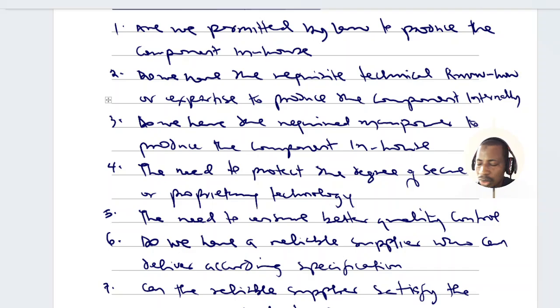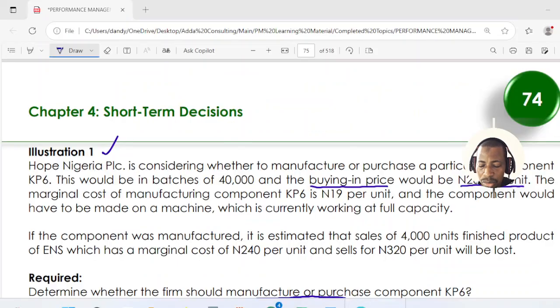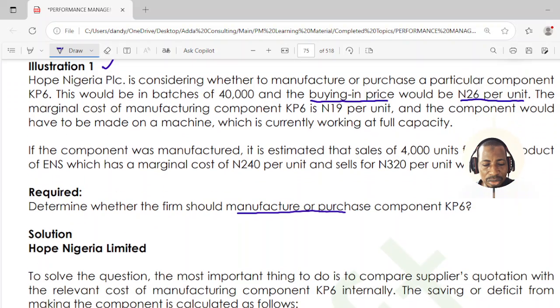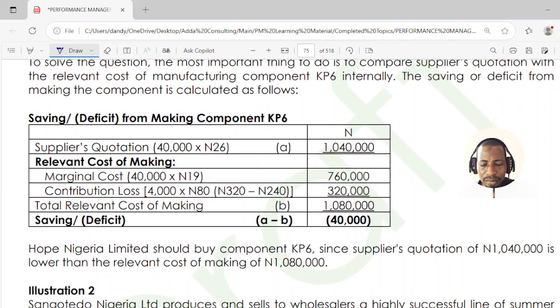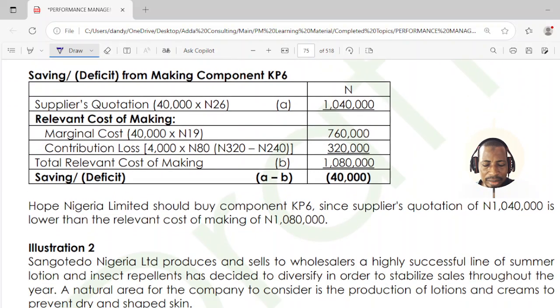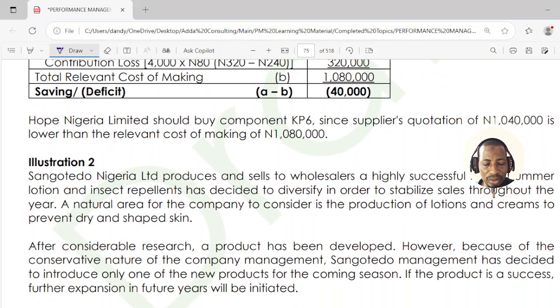Okay, so all of these factors, even though in the question the examiner did not ask you to state all the qualitative factors, it is expected that we are going to do all of that. Okay, that is it. So that's the end of the question.